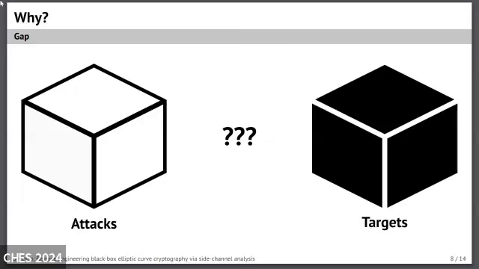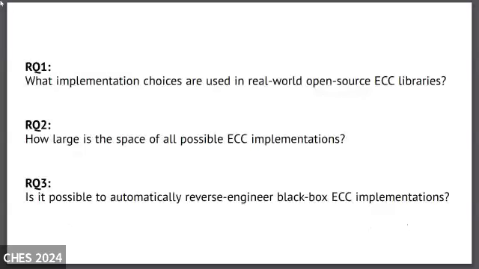So what all of this creates is a gap. On one side, you have these attacks that assume strong white box knowledge of the implementation. On the other side, you have targets that are black box. There are lots of choices for the implementation, a large space there. So there's a gap in the middle. And what this whole paper is about is that gap. It's about figuring out how big of a gap it is. Can we cross it? Can we cross it in an automated way? And is it even a gap? Is there a problem?